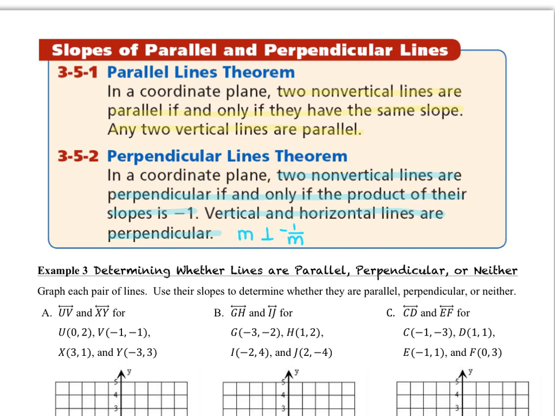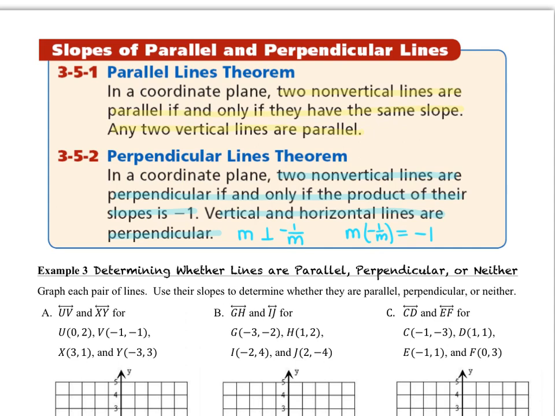And this is the way we would show that in symbols: slope m is perpendicular to a slope of -1 over m, or the negative reciprocal. But if you notice, when we multiply those slopes together, m and -1 over m, we end up with a product of -1. So this is another way of looking at it.